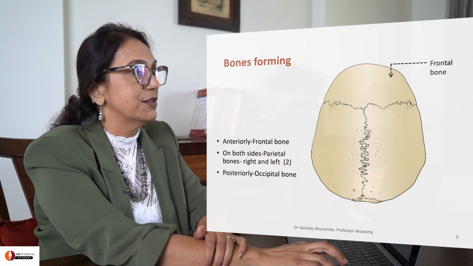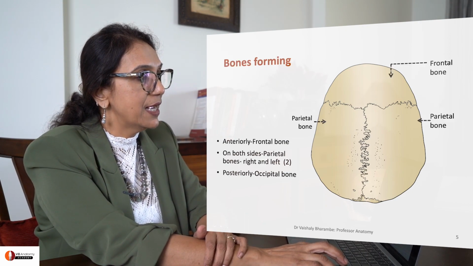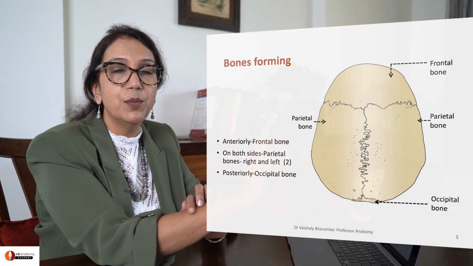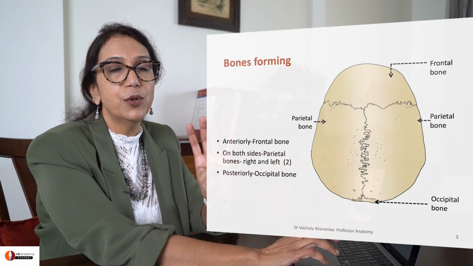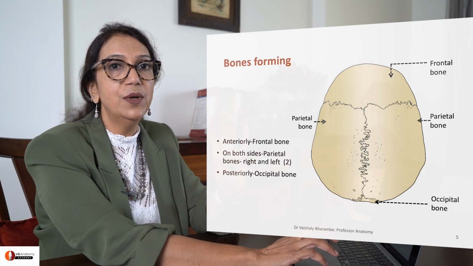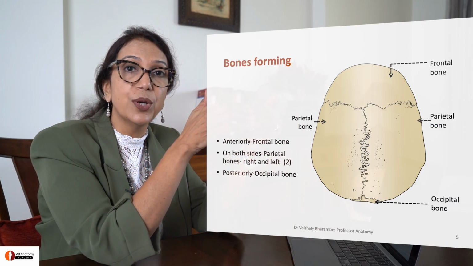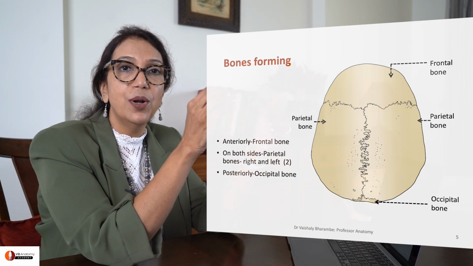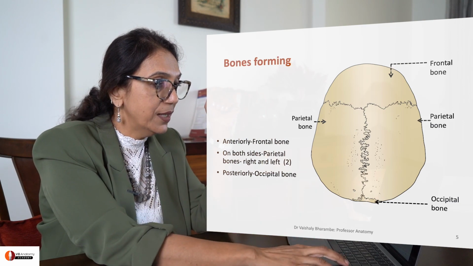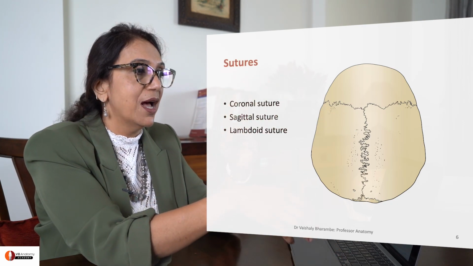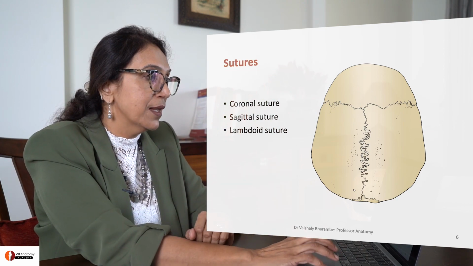In the front, there is the frontal bone. On the sides, there are two parietal bones. Posteriorly, there is one occipital bone. So, 4 bones contribute to the formation of Norma Verticalis. But each of these bones meets at some joint. Those joints are called sutures. Okay, so let's find out how many sutures are formed.